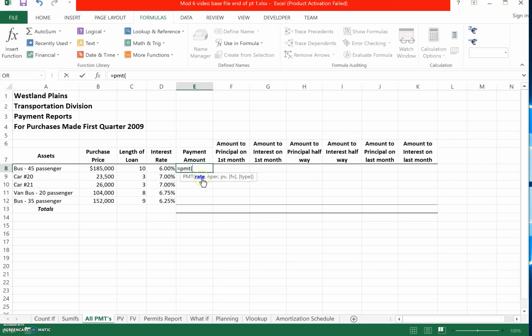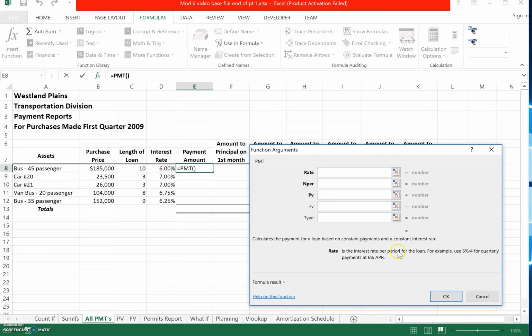And there's going to be a rate, and I highly recommend you open this up, because this is going to remind you every single time that the interest rate is per period for the loan. So for example, 6% divided by 4 if you're looking for quarterly payments. If we are looking for a monthly payment right here, and this is a yearly interest rate, I have to take the interest rate and divide it by months in a year. This one is quarterly, so it divides by 4. This is a yearly interest rate, and I'm looking for monthly payments, so I'm going to divide it by 12.